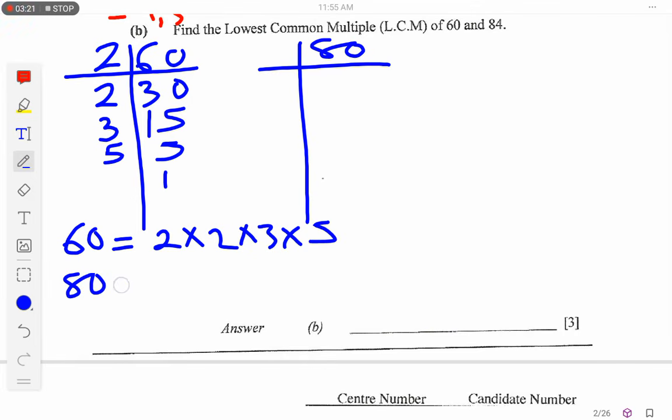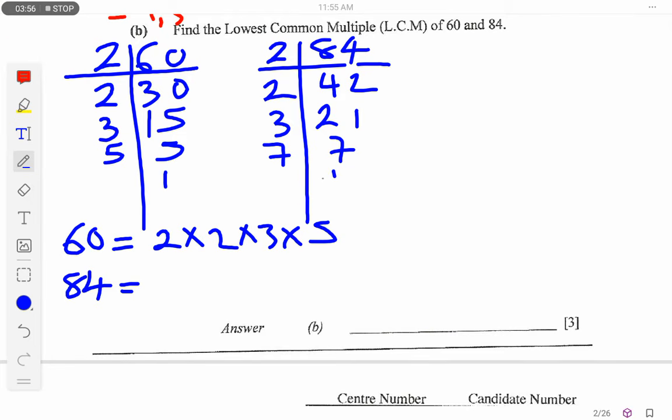Okay, let's look for 80. What do we have? 2 can go into 80, so that will be 2 into 80. Sorry, this was not 80, this is 84. Sorry for that. So these are some of the mistakes that we can make in the exam. So 2 into 84, that's 42 here. Then 2 into 42, that's 21. No 2 can go there, so we can now use 3. 3 into 21 is a 7. 7 into 7, a 1. So the factors for 84, they are 2 times 2 times 3 times 7.